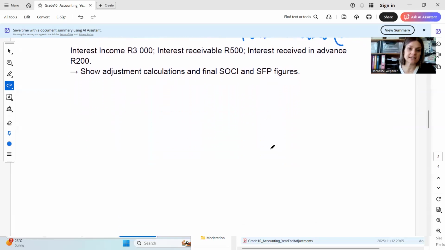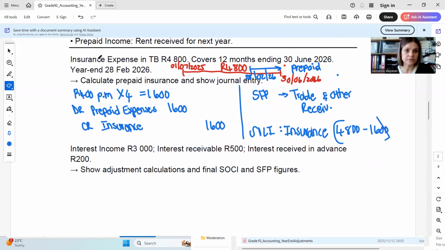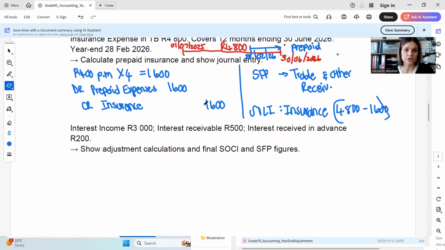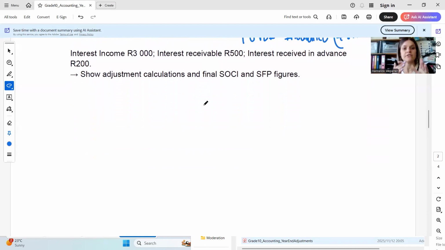Then interest income of 3,000 Rand and interest receivable 500 Rand. This is also what you now saw on your pre-adjustment trial balance. So you have interest income, interest receivable, and interest received in advance. That's what you currently have in this account. They want you to show the adjustments in the SOCI and the SFP. So let's have SOCI on the one side, and then we'll have SFP on the other side.